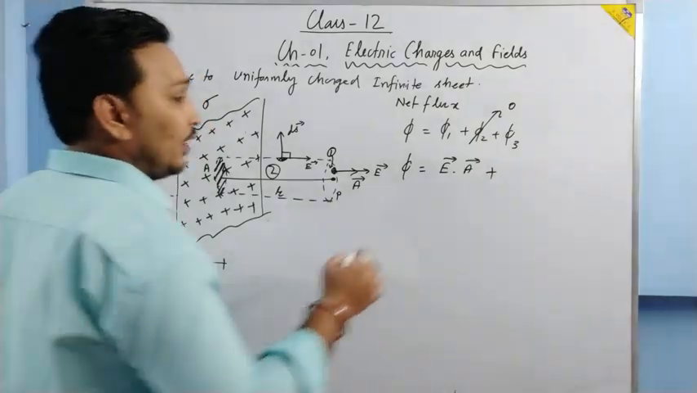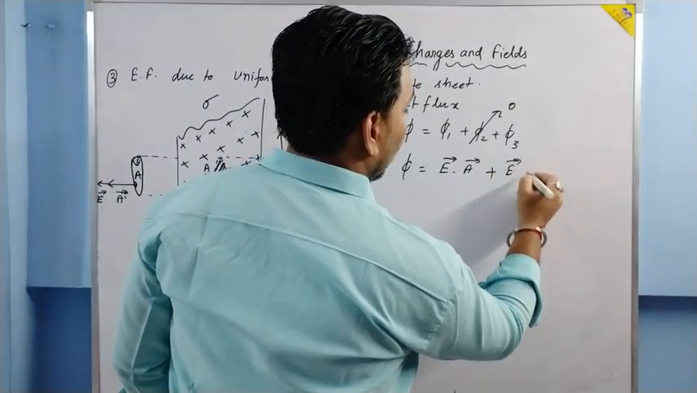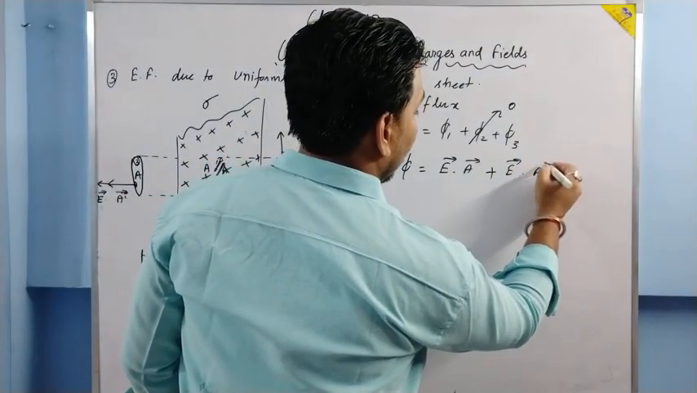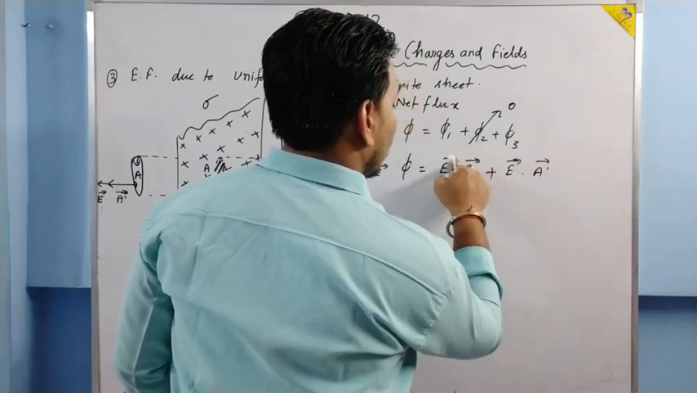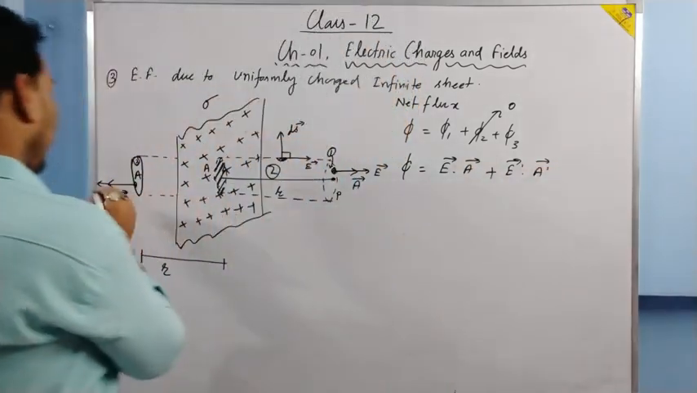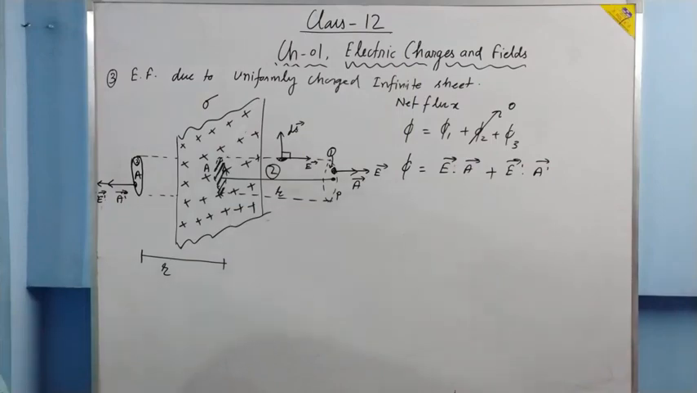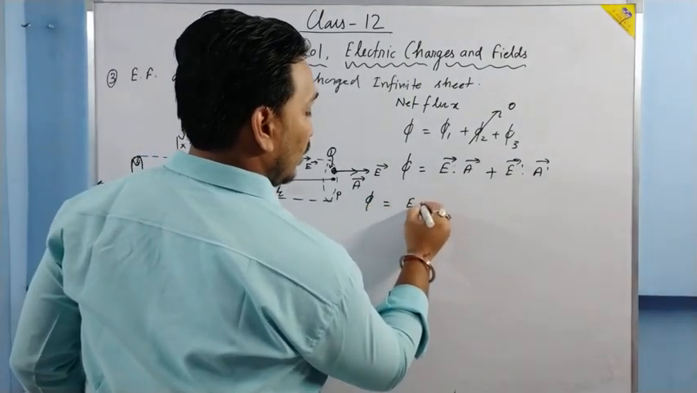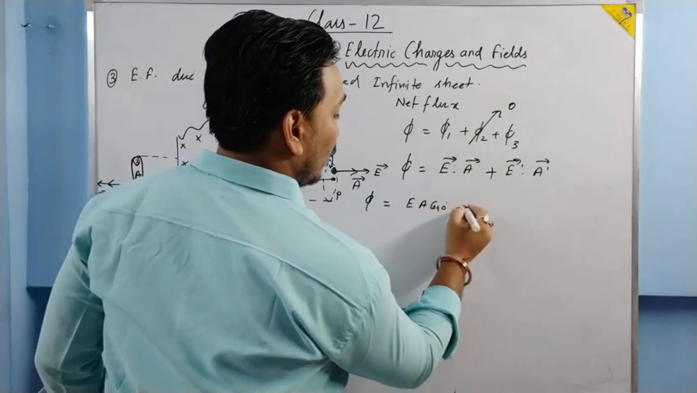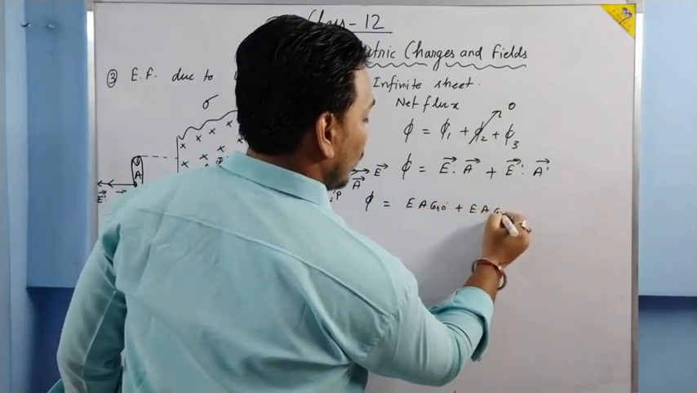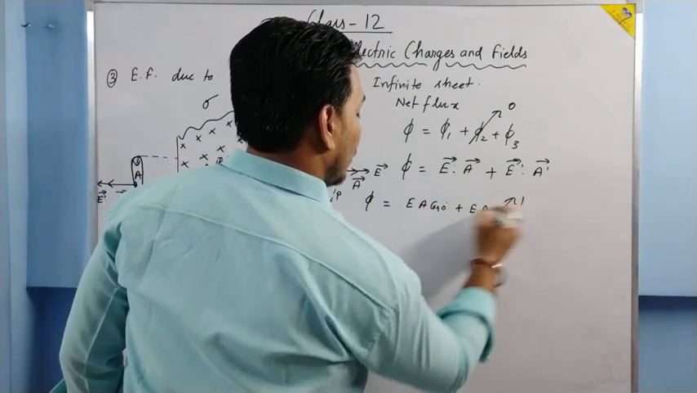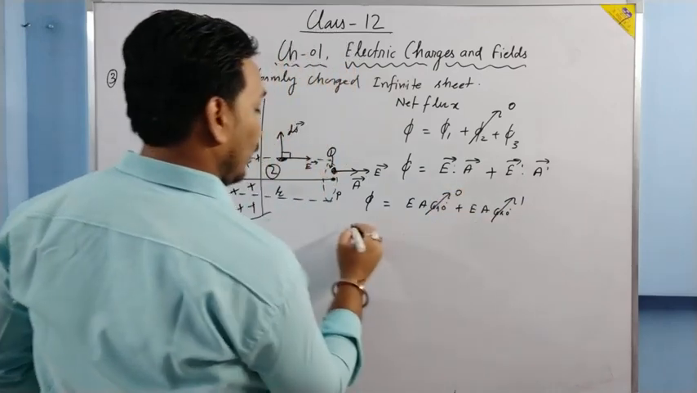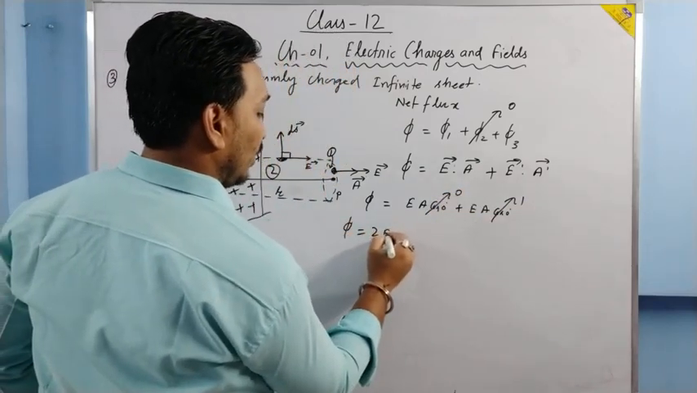So what will we write? E vector dot dA vector. Suppose E dash is also there, because the direction of the electric field is something else. Now I will put the values. We'll get phi is equal to EA cos 0 plus EA cos 0. The value of cos 0 is 1. EA and EA will be added, so phi is equal to 2EA.